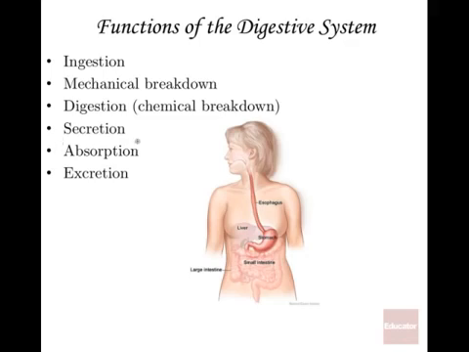Secretion. Throughout parts of your digestive tract, all the way up in the mouth with saliva, all the way down to the large intestine, you are secreting items. Glands are physically releasing substances, fluids, enzymes, other molecules into your digestive tract to assist with the breakdown and movement of this food through there.